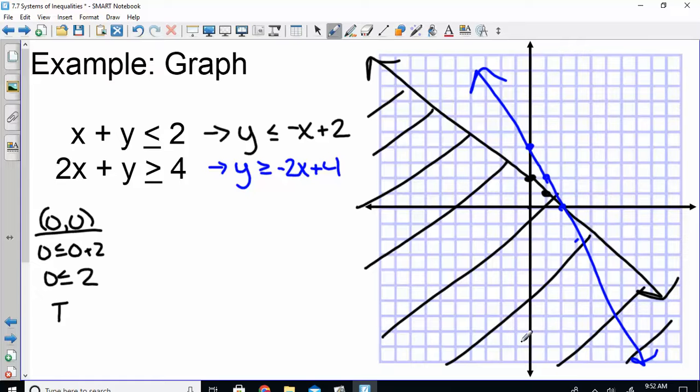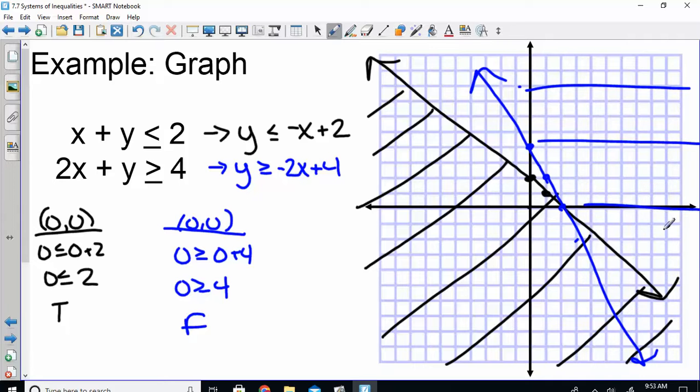And then we have to figure out where to shade. So we can take a test point. As long as 0, 0 isn't on the line, it works. So that gives us 0 is greater than or equal to 2 times 0, which is 0, plus 4. So is 0 greater than or equal to 4? No, that is false. So 0, 0 did not work. So it's the other side of the line.